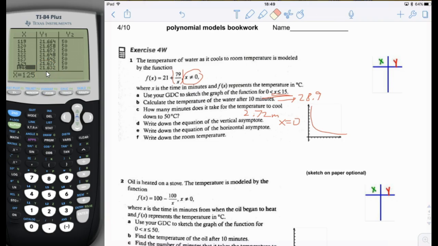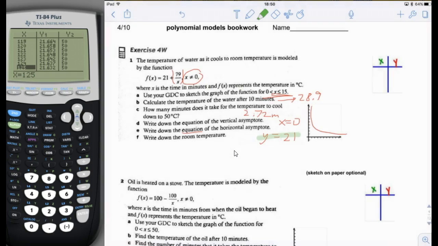Right, remember you always write y equals to introduce the horizontal asymptote because it's an equation of the horizontal asymptote, so it has to have an equal sign in it. Write down the room temperature. Oh, by the way, there's a trick here. If you know that the horizontal asymptote is 21, you can go back and look at your function.